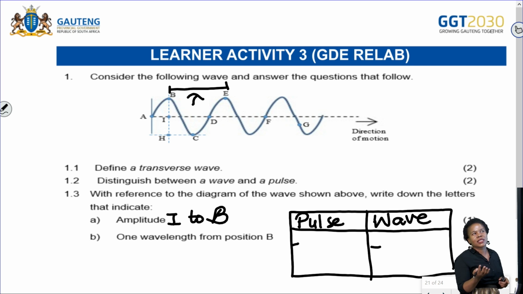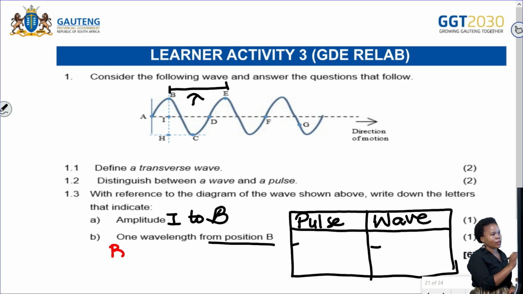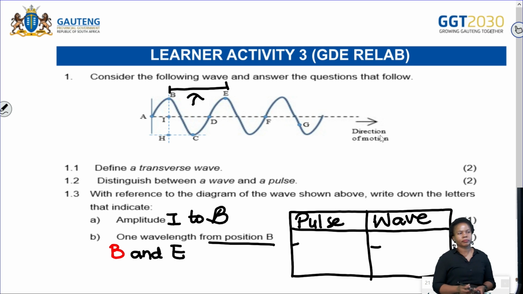But we can't take another one, because now they had said with reference to what? From position B. So it's what? B and E. Okay. Easy, easy, easy.